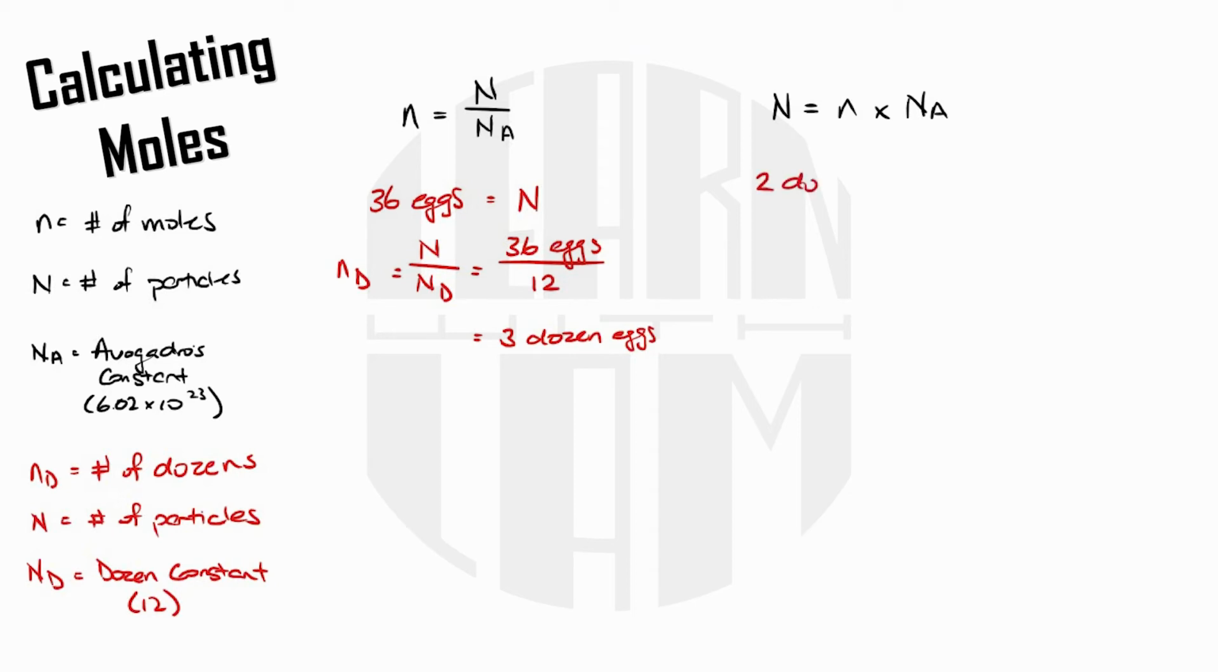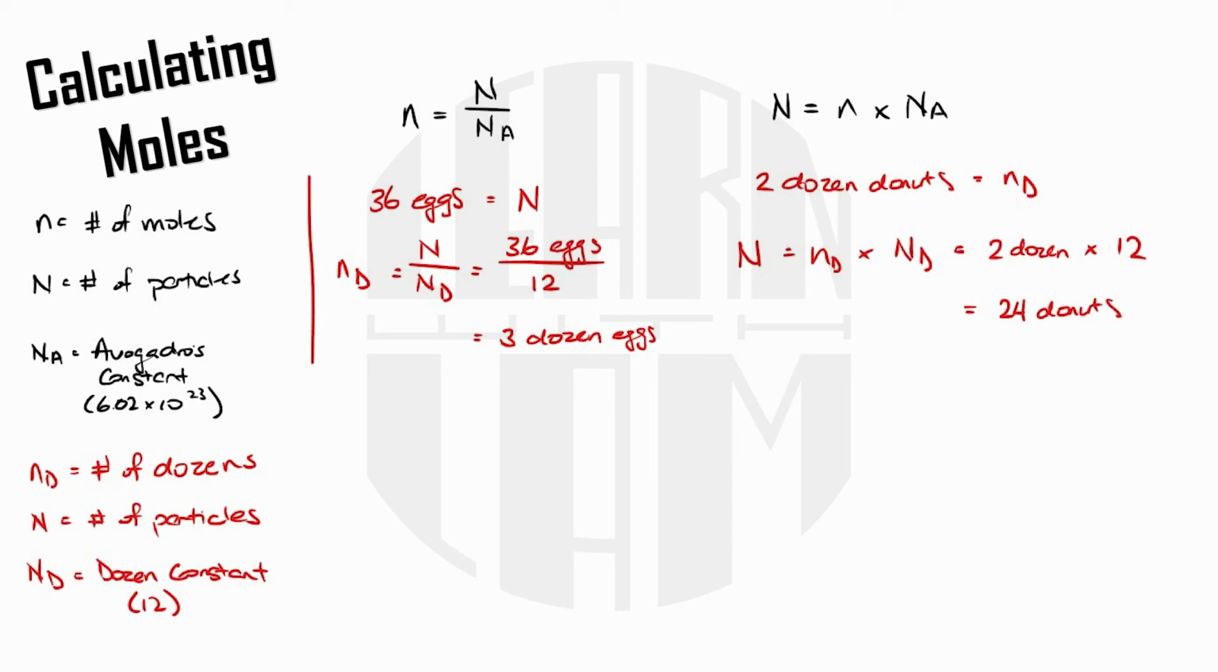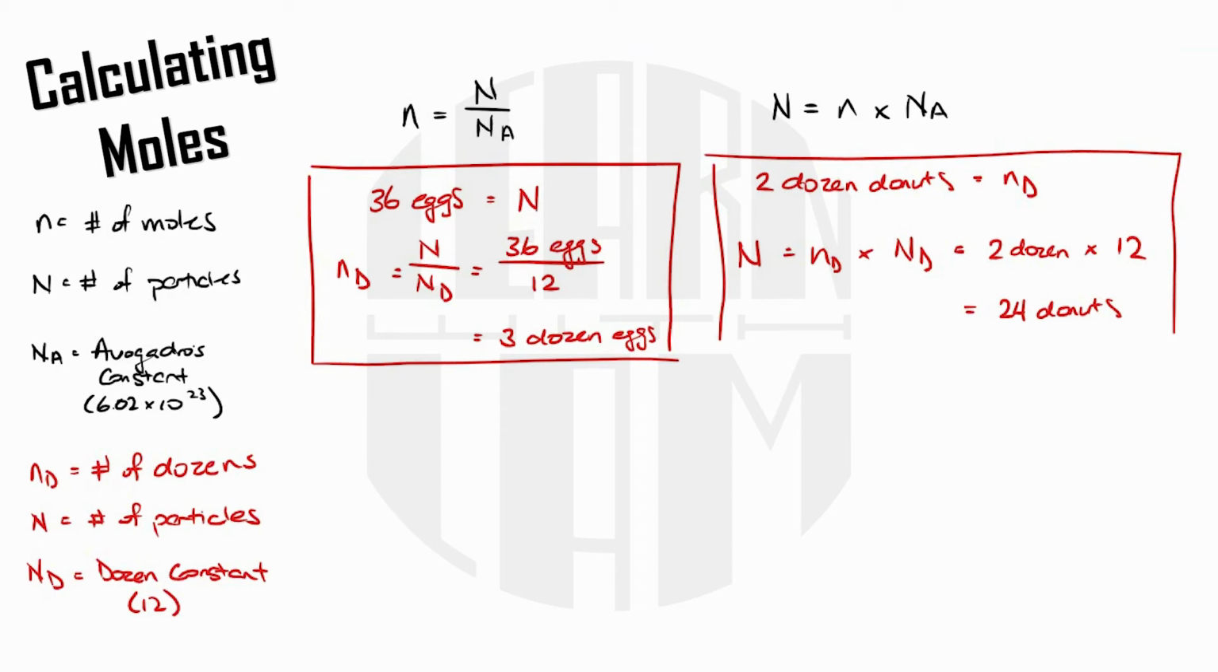And if I'm giving you the number of dozens, so 2 dozen donuts, and I'm looking for the number of particles, I'm using this equation over here. Number of particles equals the number of dozens times the dozen constant. So 2 times 12 gives me 24 donuts. Not so bad, right?